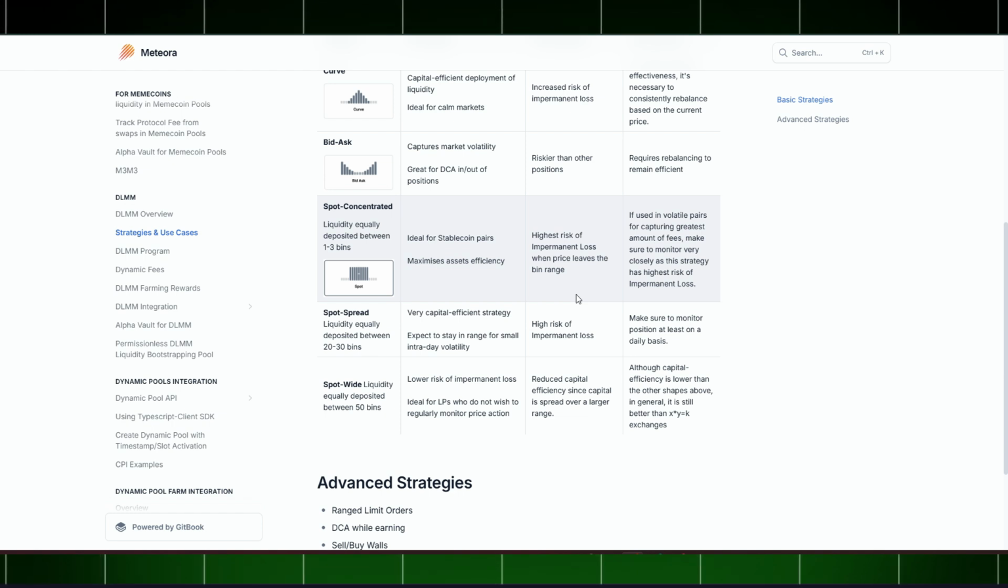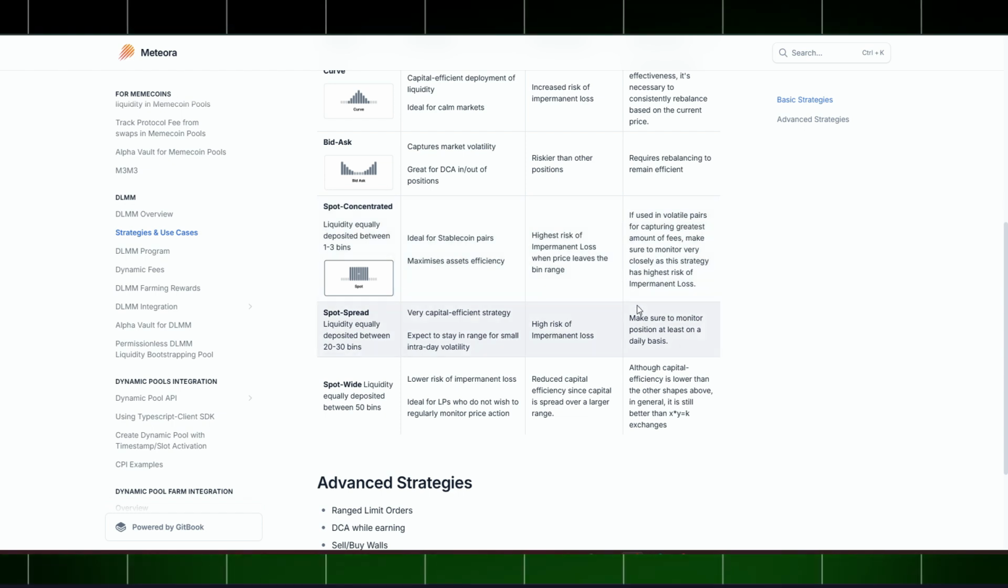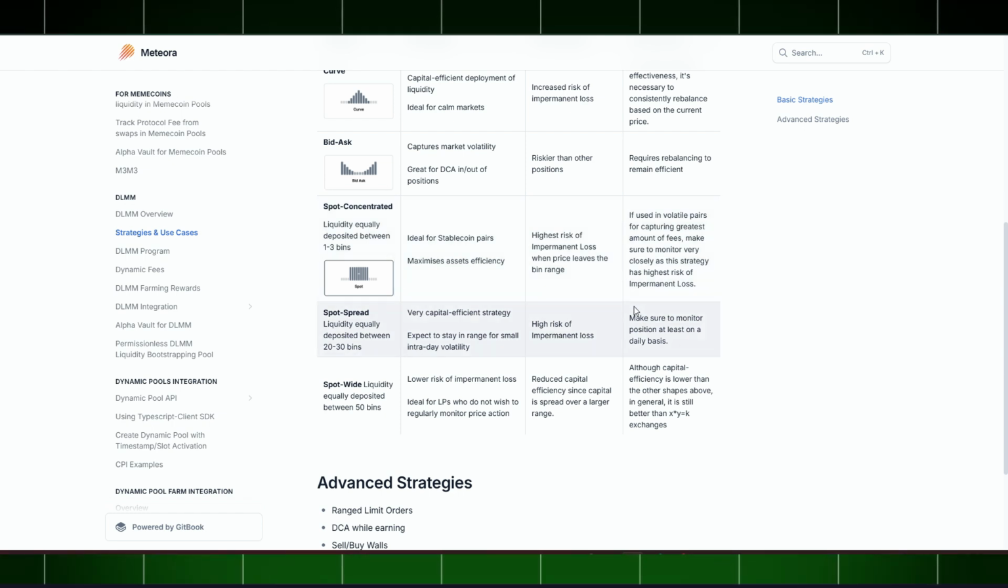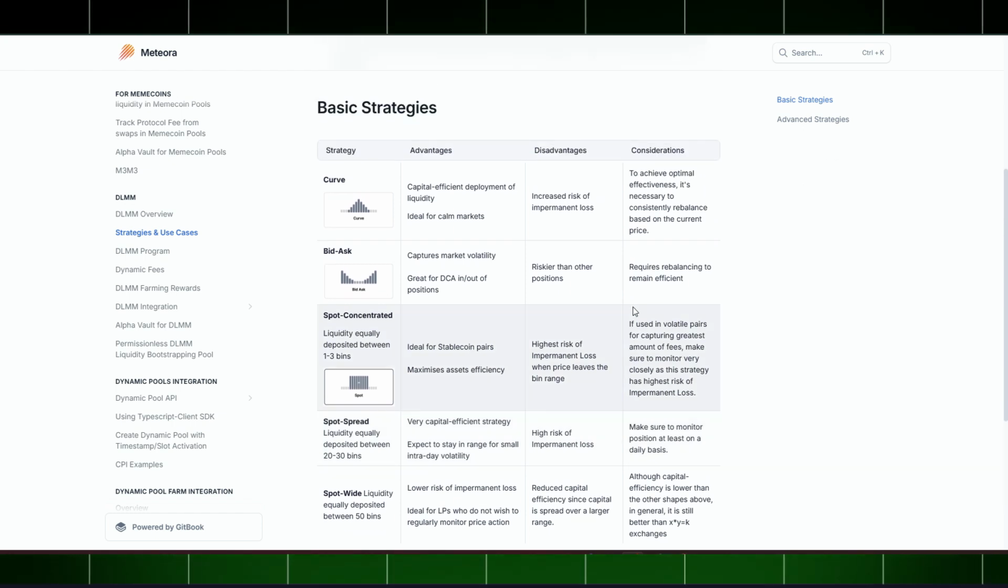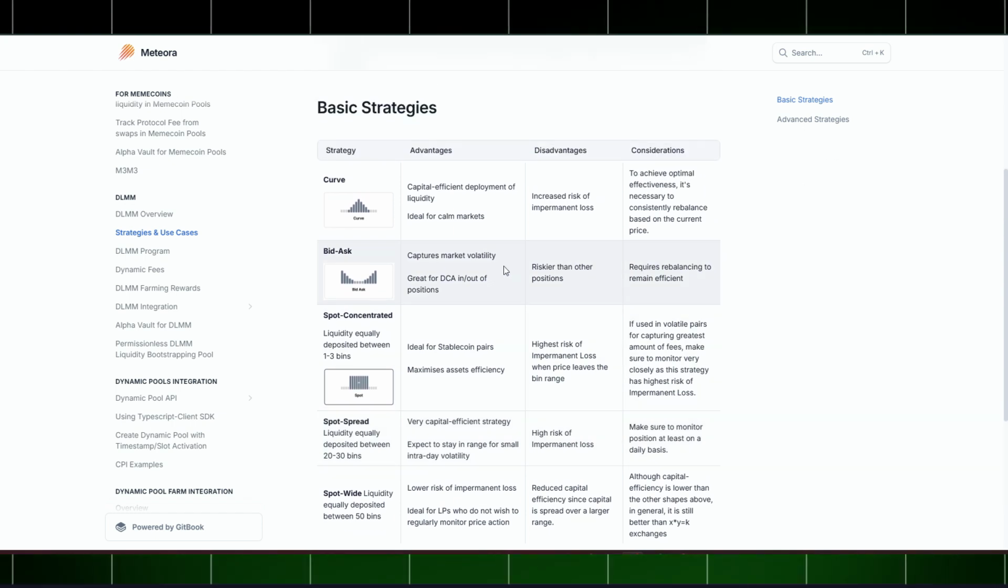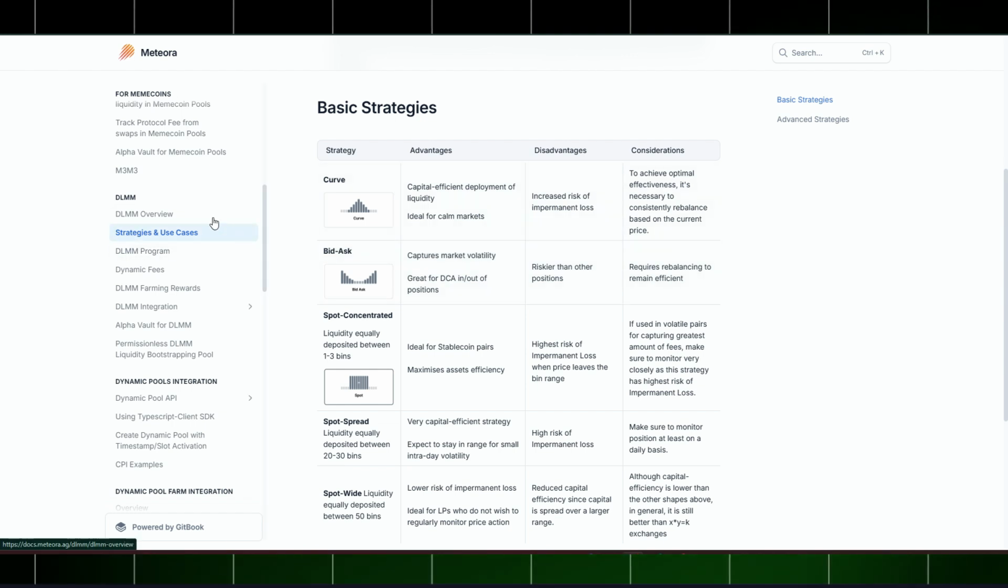It's an important note while we're talking about this, you have to remember that it's crucial to monitor a position and adjust it based on the market conditions to manage the risk of impermanent loss. So now let's dive into how the DLMM program works.